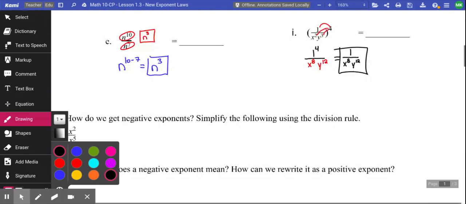Cool. Our new exponent rule is going to be negative exponents. We're going to talk about how you even get negative exponents and then how to deal with negative exponents.